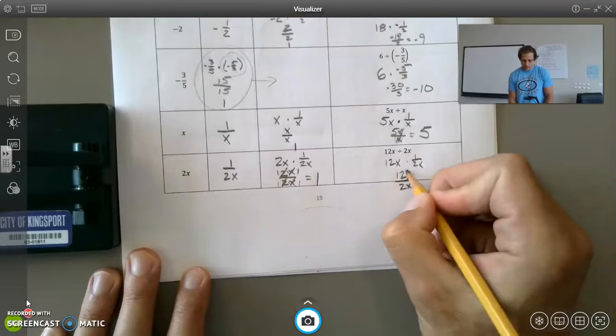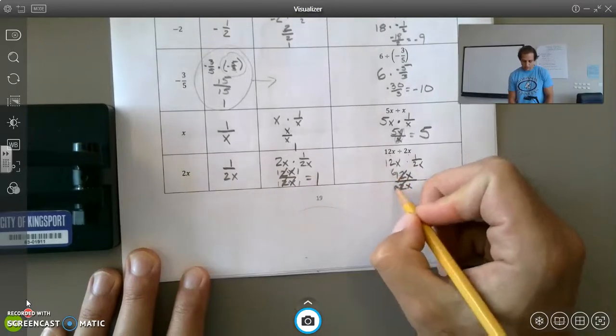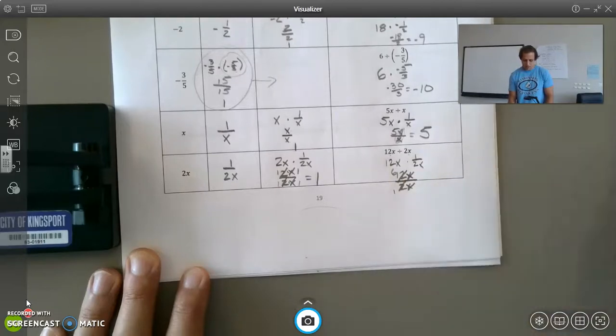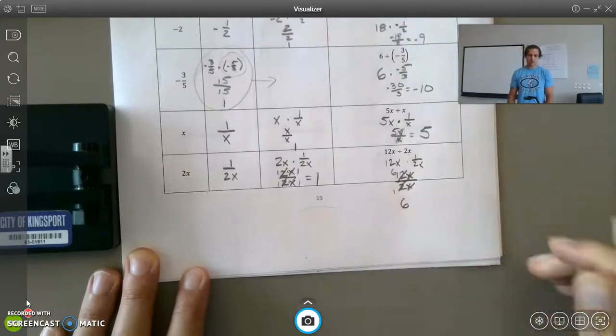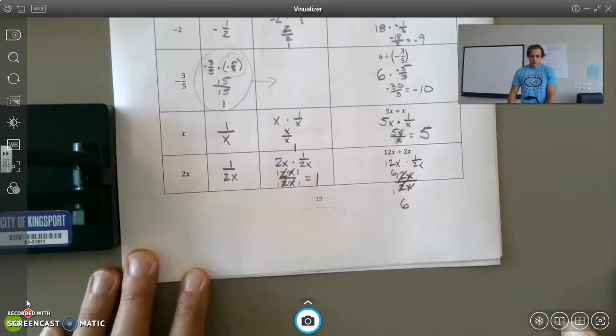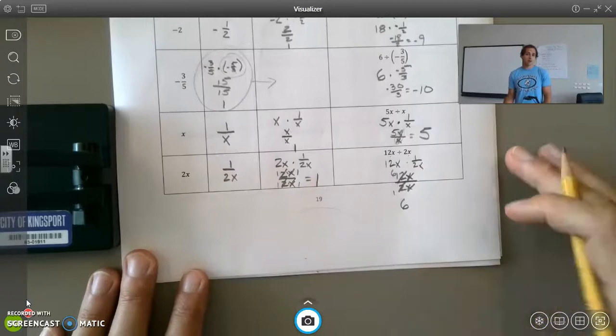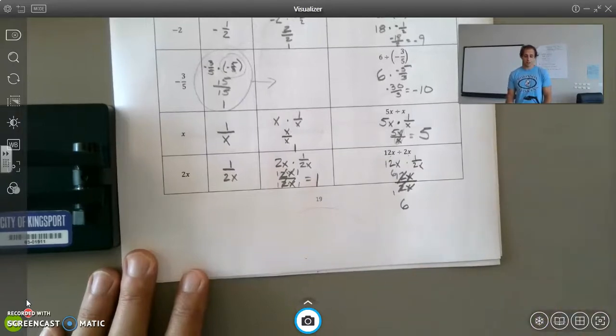12 over 2 can simplify down to 6 over 1. X divided by x, those can simplify as well, and we just get 6 over 1. So it is important to remember that whenever we are dividing, we can write that as multiplying by the reciprocal. That's going to be instrumental throughout your entire 7th grade year and really continuing on into higher levels of math, algebra, algebra 2. It's absolutely essential for us to understand that conceptually.